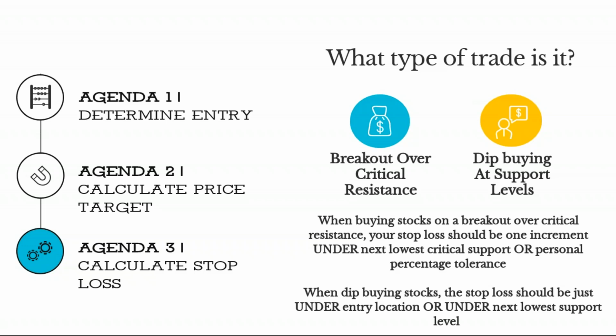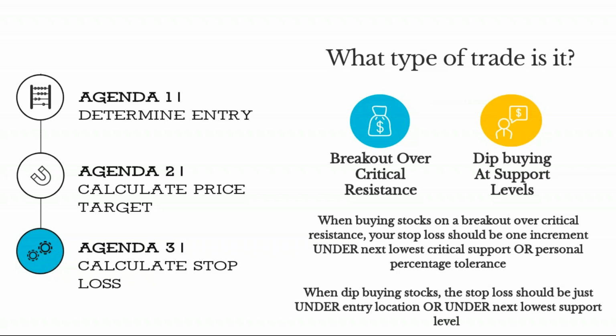It becomes more complicated and a little more complex when that support level is way down below your risk tolerance and you don't want to risk that much. That's when you have to go out and calculate your own support level based off natural increments and then put a stop loss tucked right under it.